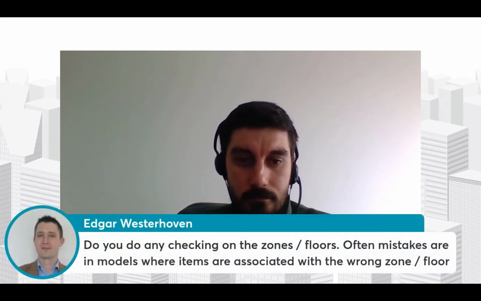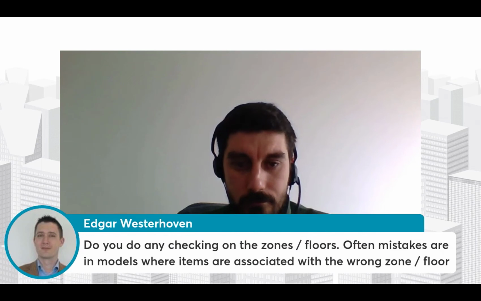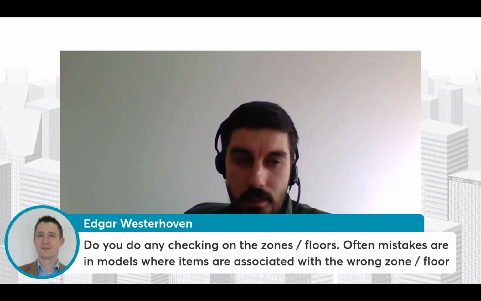Thank you. We've got another question from Edgar. Do you do any checking on the zones and floors? Often mistakes in models are where items are associated with the wrong floor or zone. Yes, we have multiple functionalities for this. First of all, you have seen that we can visualize this information. So you can color code the elements by, let's say, property story.